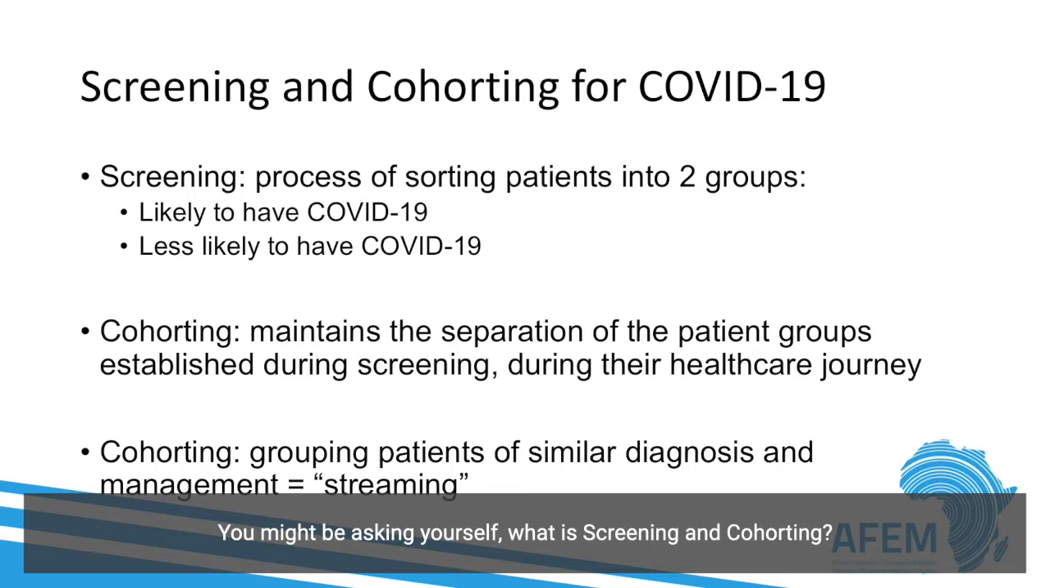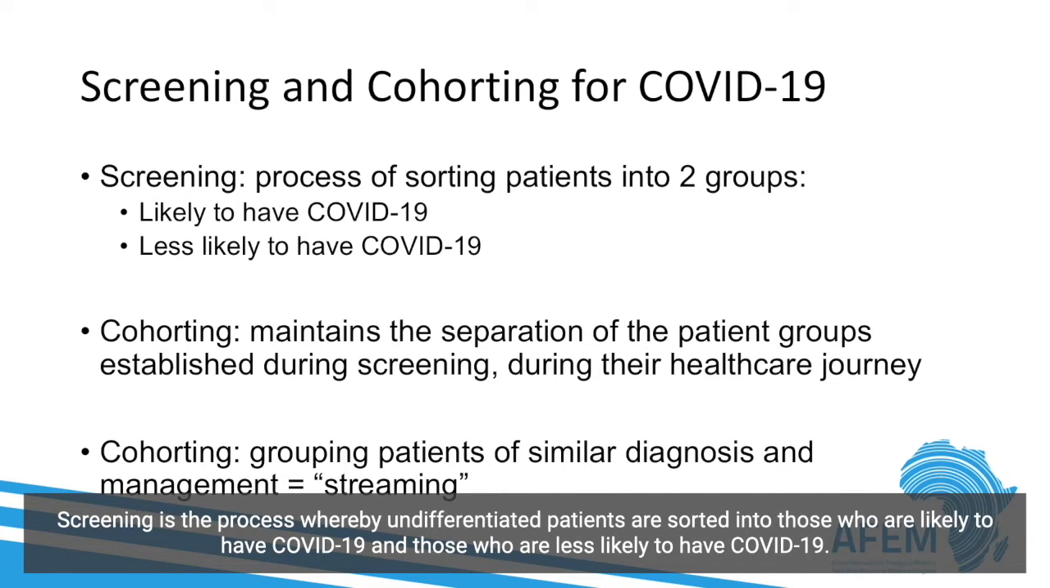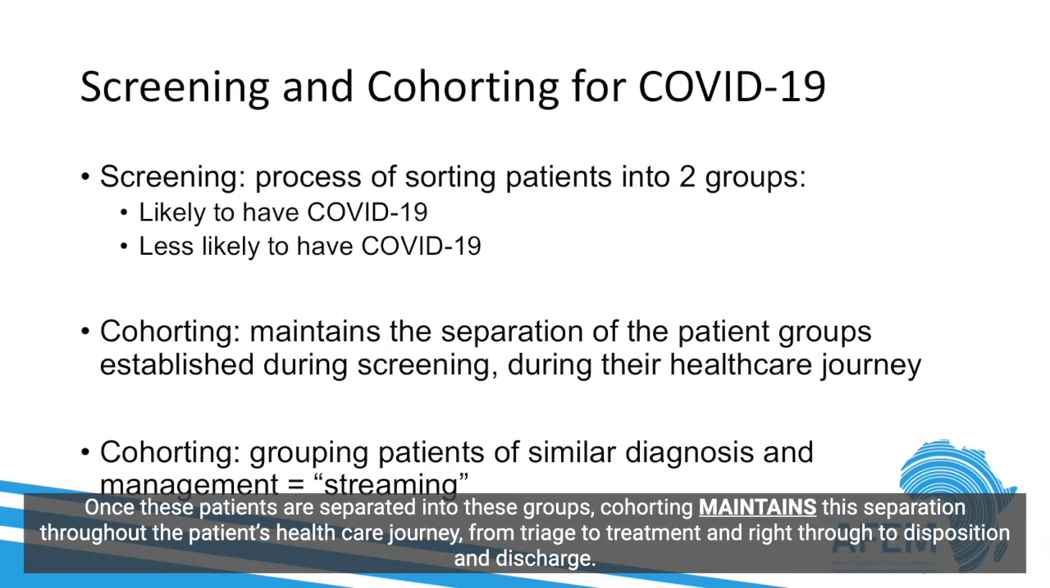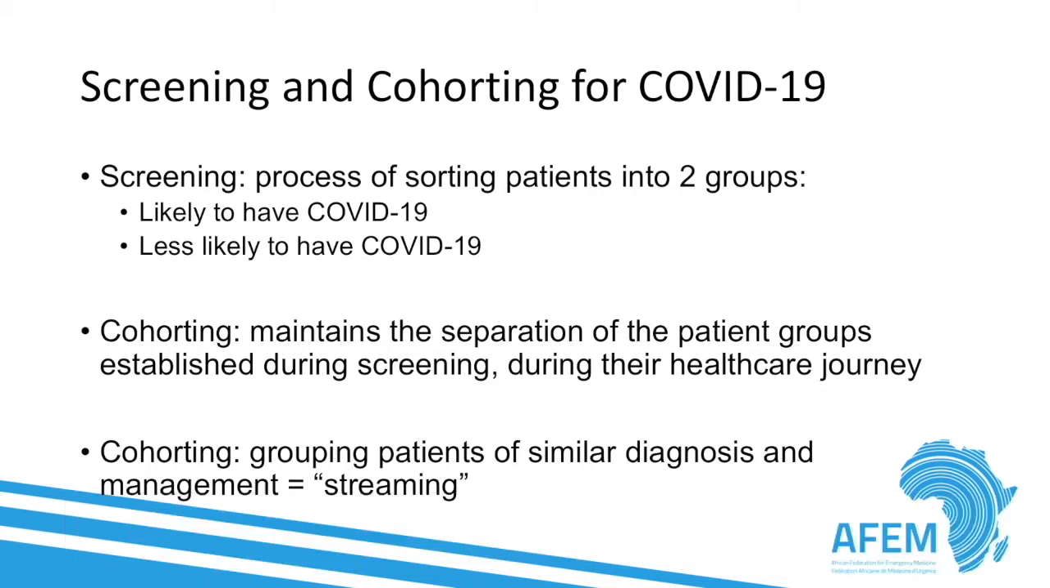You might be asking yourself, what is screening and cohorting? Screening is the process whereby undifferentiated patients are sorted into those who are likely to have COVID-19 and those who are less likely to have COVID-19. Once these patients are separated into these groups, cohorting maintains this separation throughout the patient's healthcare journey, from triage to treatment and right through to disposition and discharge.